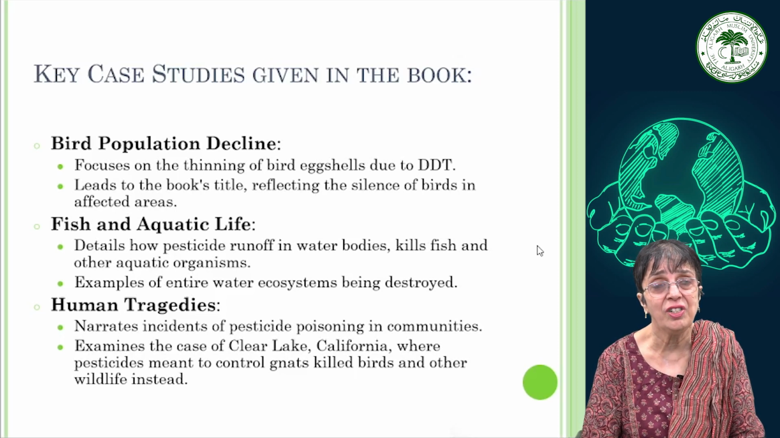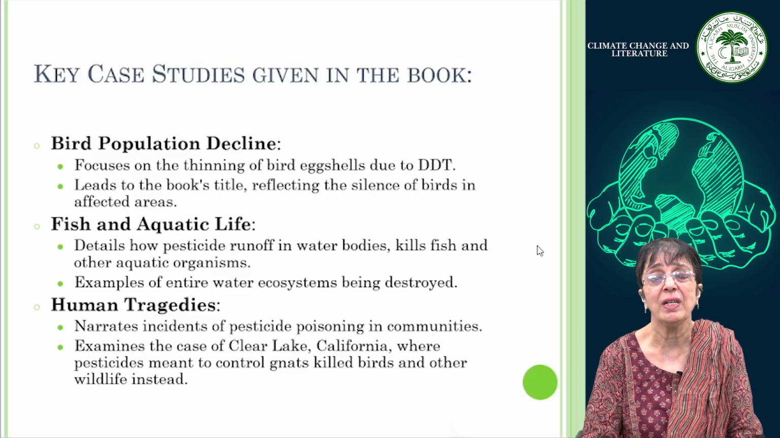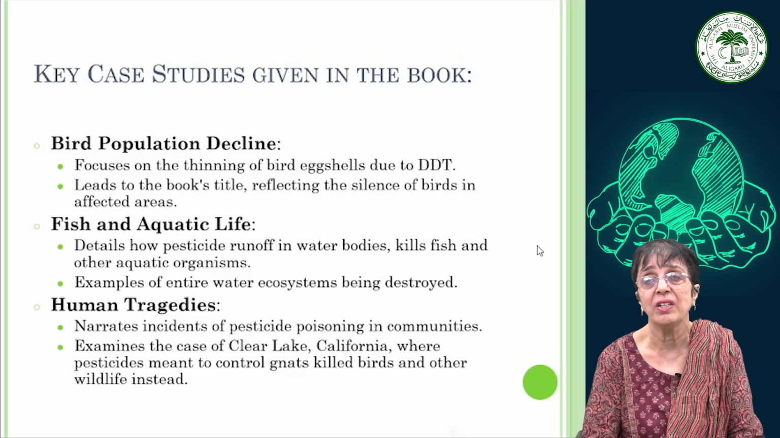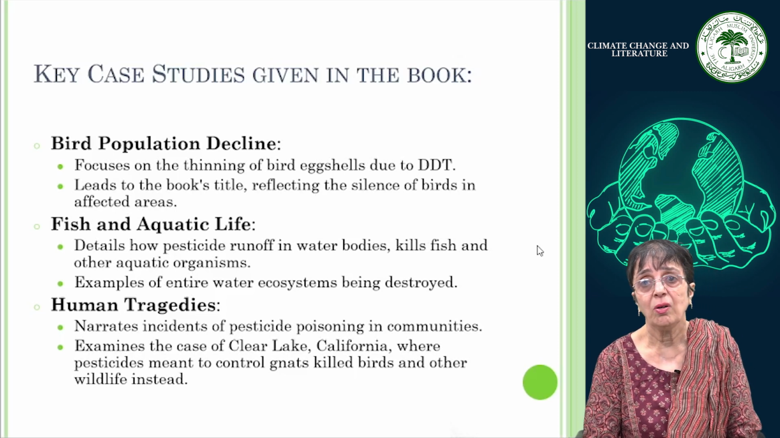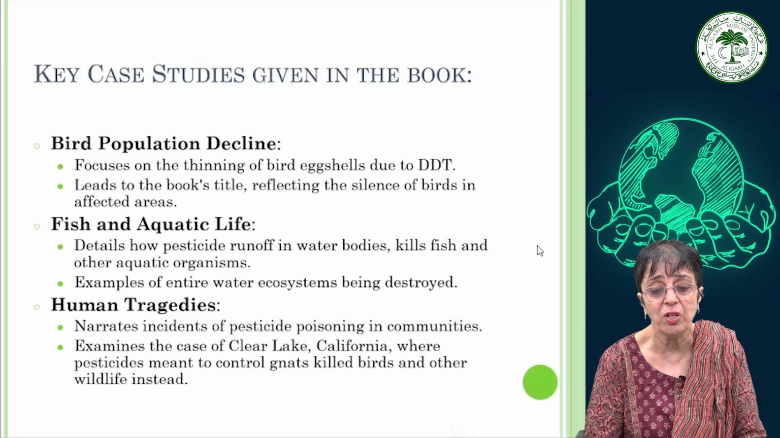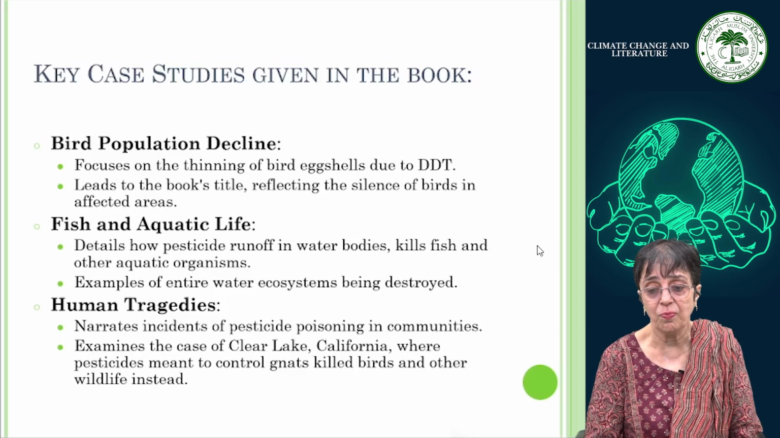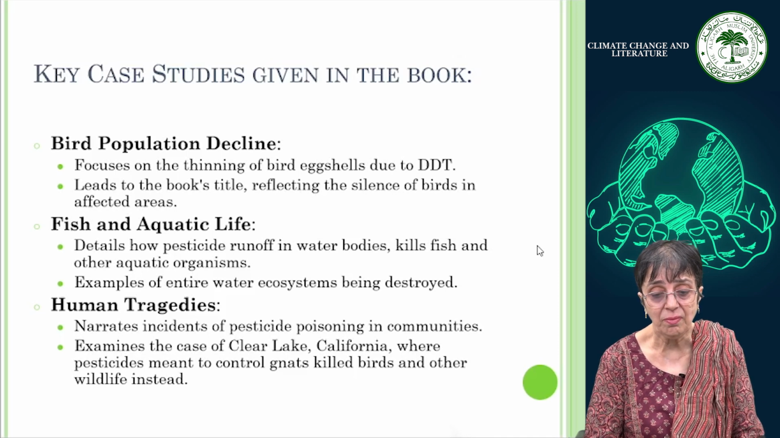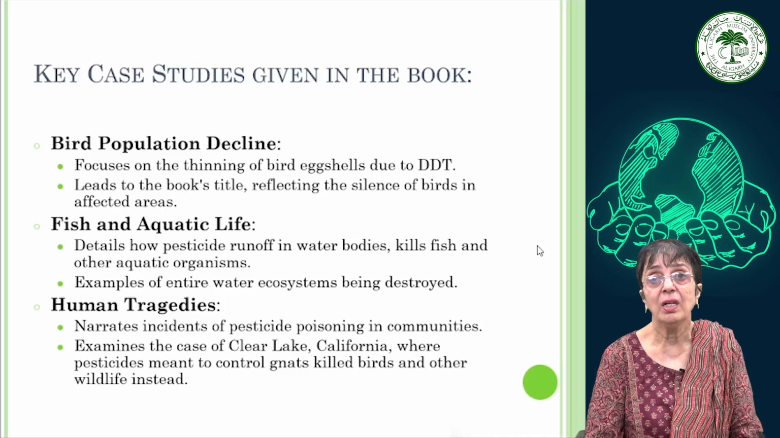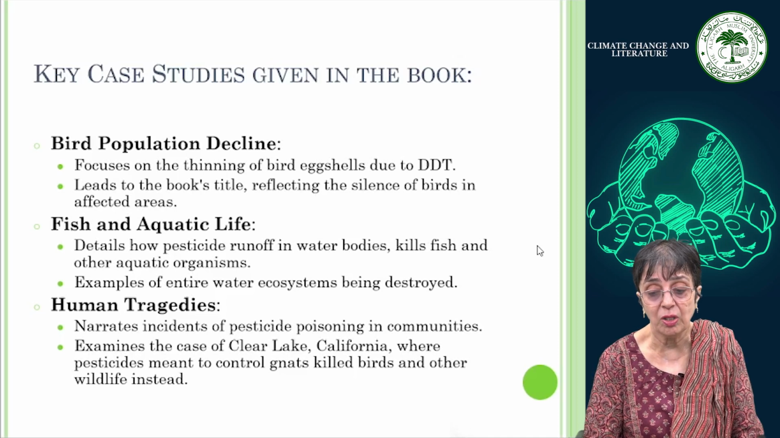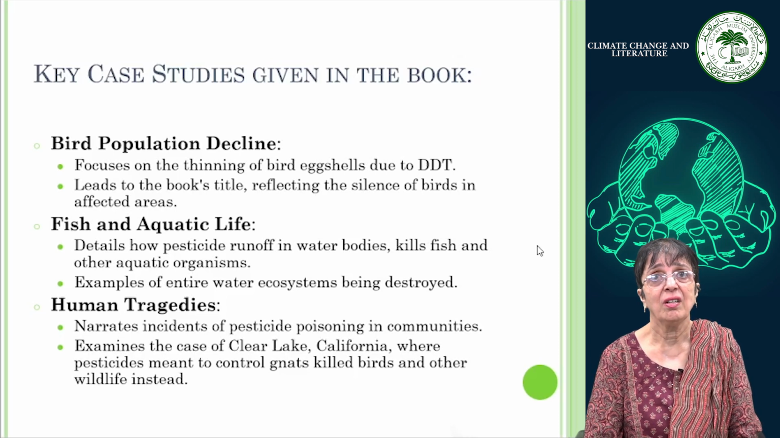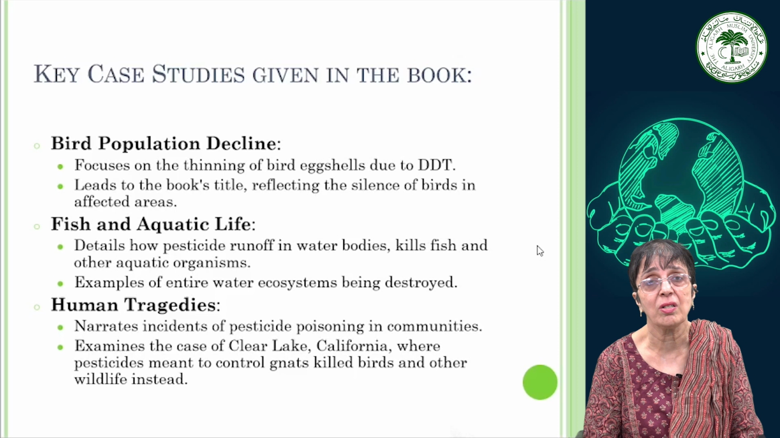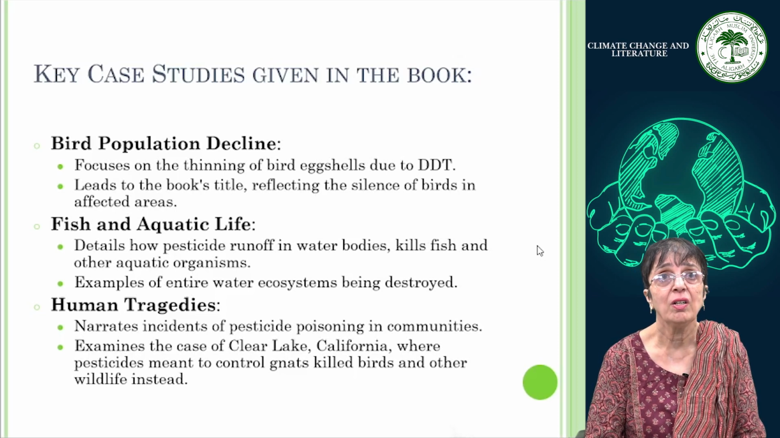There are numerous human tragedies in small villages where villagers are illiterate, and there are deaths caused by water or certain crops, or by living in an area where the air is poisoned. So these are all cases of pesticide poisoning in communities. And she gives the example of Clear Lake, California, where pesticides meant to control gnats or mosquitoes killed birds and other wildlife instead. So one can see that pesticides wreak havoc with the entire ecosystem and also adversely affect human life and human health.